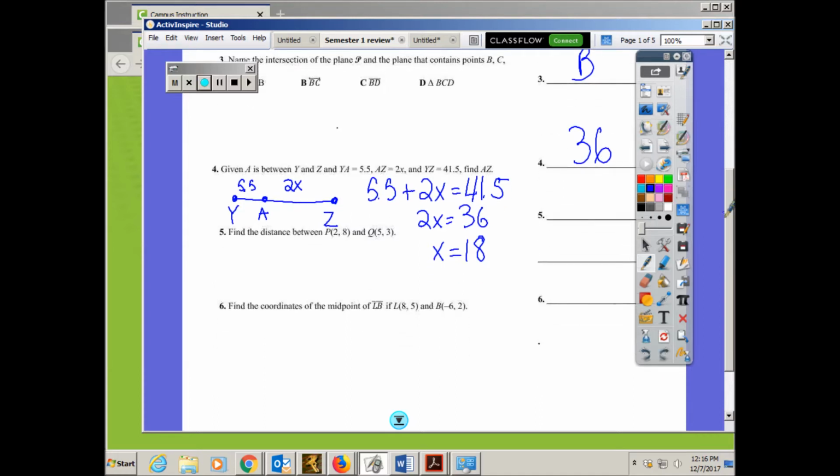Well, how I got 2x equals 36: I divide both sides by 2, I get x equals 18. So I want to find AZ, right? AZ is equal to 2 times x. So 18 times 2 is 36. No problem.